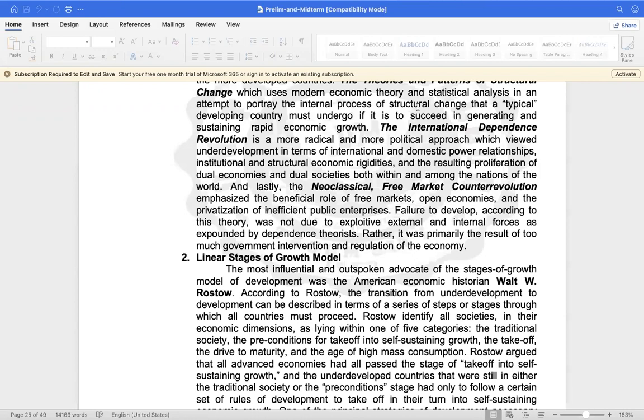This emphasized the beneficial role of free markets, open economies, and the privatization of inefficient public enterprises. I really believe it is better to privatize some functions of government offices, because based on my experience of working five years in government, I can see the difference in planning between the private sector and the public sector. Government planning is often just for show.